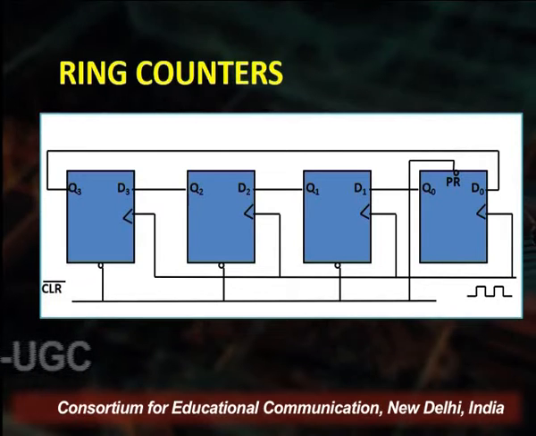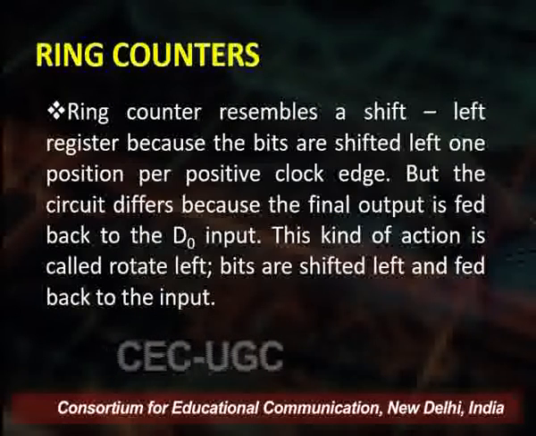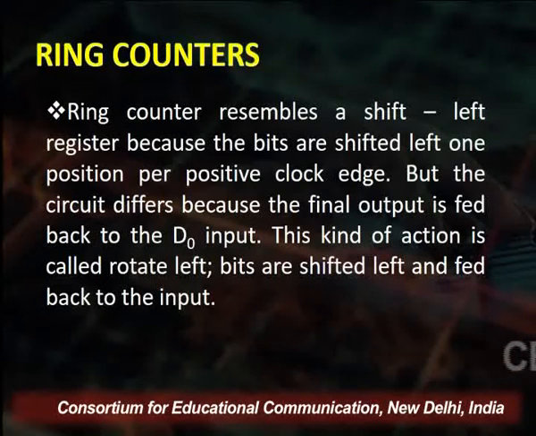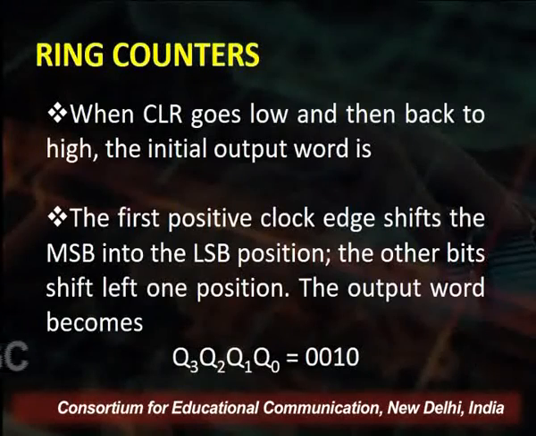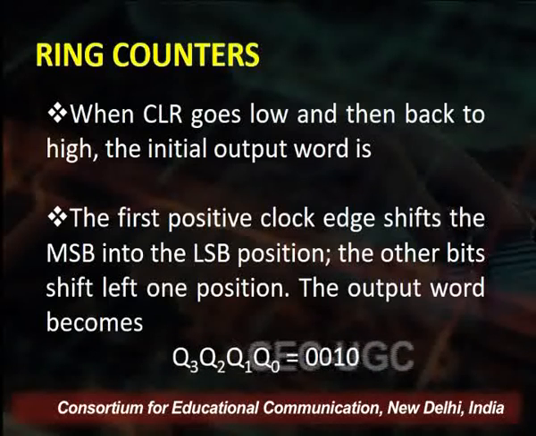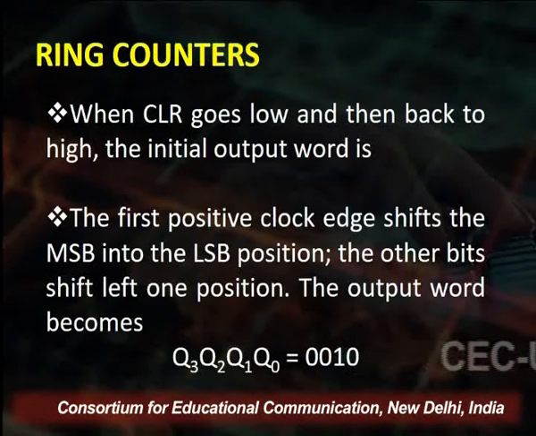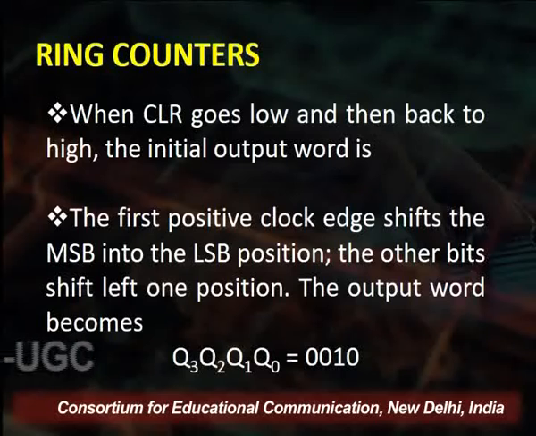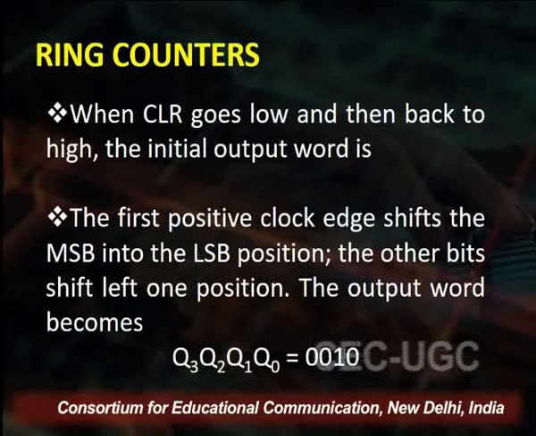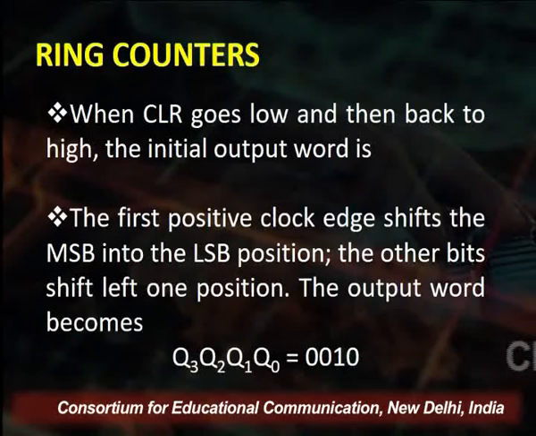Now, what are the uses of these ring counters? We have understood how it is just moving from one bit to the next and shifting. Basically, it's a shift left register, and the only data, the 1, is moving from right to left as we see on the screen. When the clear goes low and then back to high, the initial output word goes out as 0010 after we have put in the 1. So, what are the applications of these ring counters?